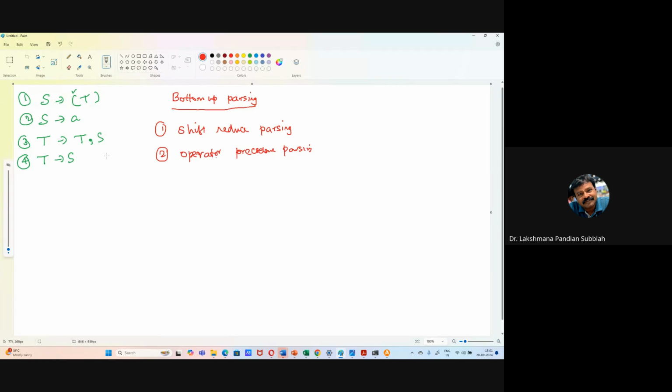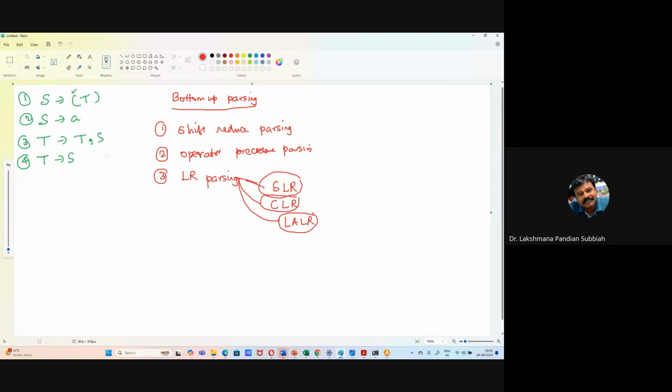Operator precedence parsing. And then we have LR parsing, left to right parsing. In that we have three different techniques: SLR, simple LR parsing, then canonical LR parsing, CLR, and then look ahead LR parsing, LALR. So in LR parsing, we have three techniques: SLR, simple LR, CLR, canonical LR, and look ahead LR.